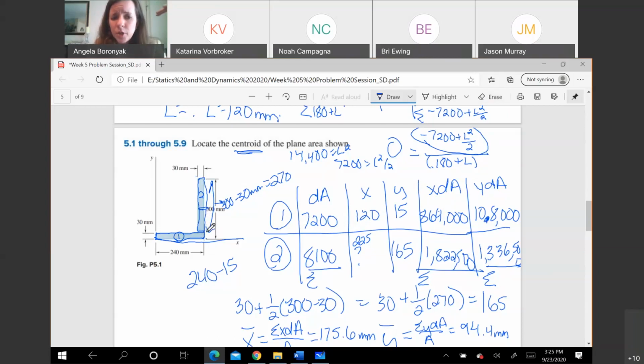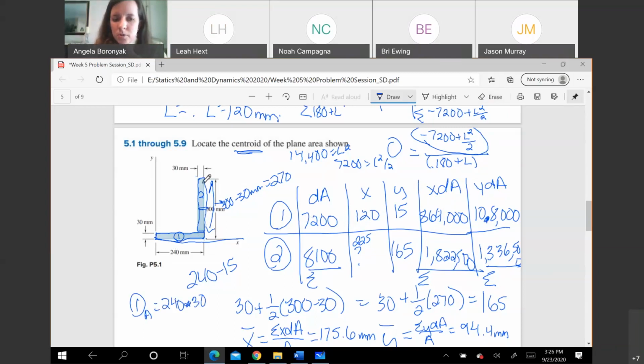Okay, so area 1 I got by doing 240 millimeters times 30 millimeters, right? It's length times its height in this case. That gets me 7,200.